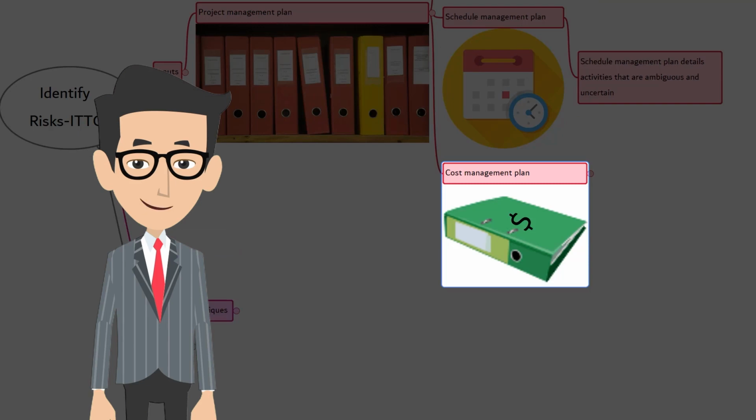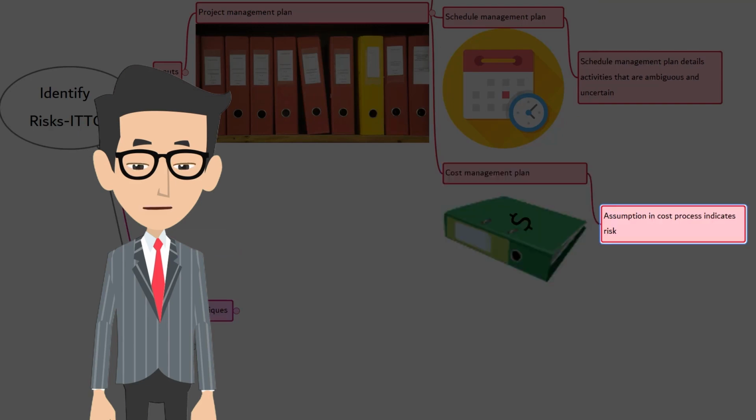Cost management plan. The cost management plan may identify areas that are subject to uncertainty or ambiguity. This plan details cost process and assumptions that may indicate areas of uncertainty.